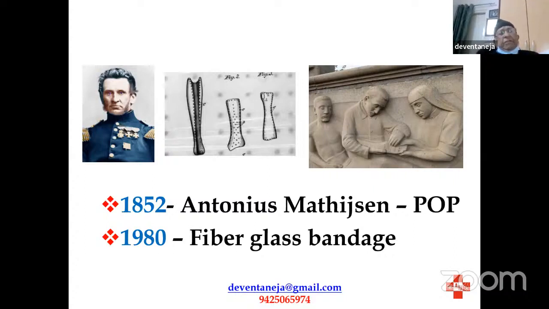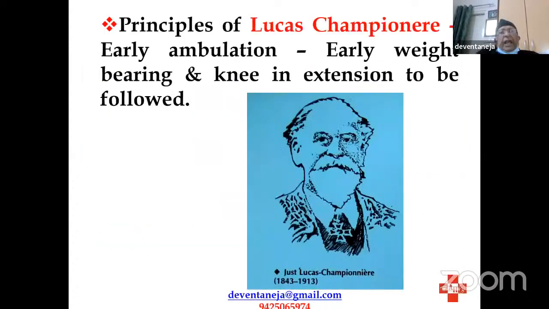One very important breakthrough was by Antonius Mathijsen, a Dutch army surgeon in 1852, who gave us the idea of using plaster of Paris for the immobilization of fractures. Of course, we now have fiberglass bandages, and we all know about Lucas-Championnière. Lucas-Championnière and Hugh Owen Thomas were contemporaries. Lucas-Championnière was in France and Hugh Owen Thomas was in England.